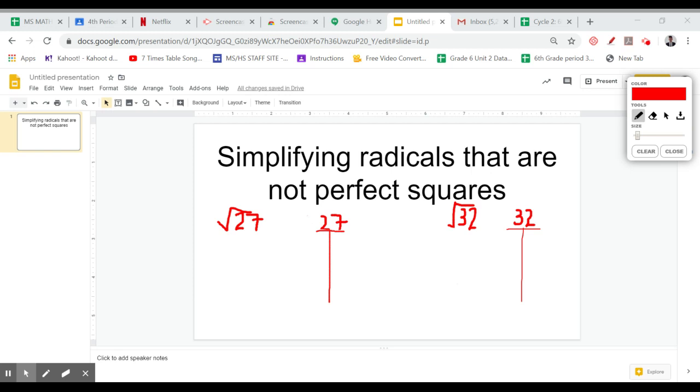Hello guys, in this video I'm going to explain how to simplify radicals that are not perfect squares. In this example I'm using square root of 27 and square root of 32.